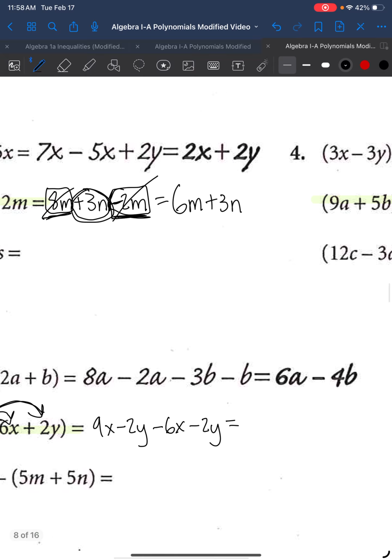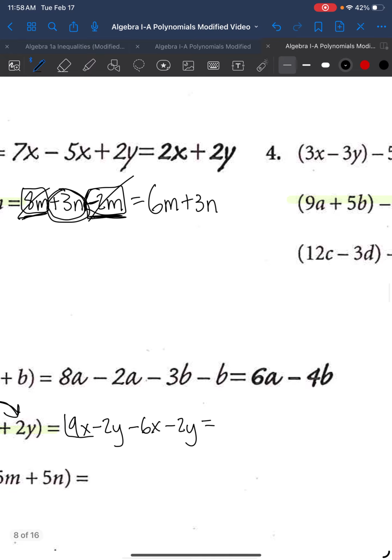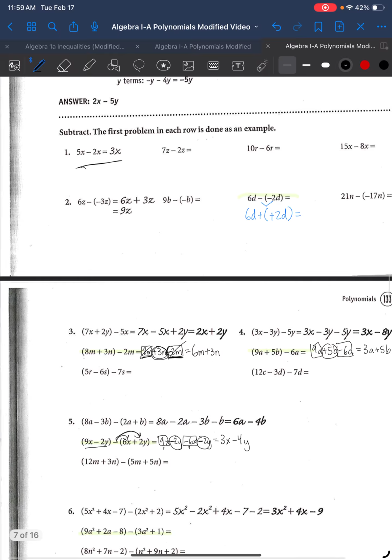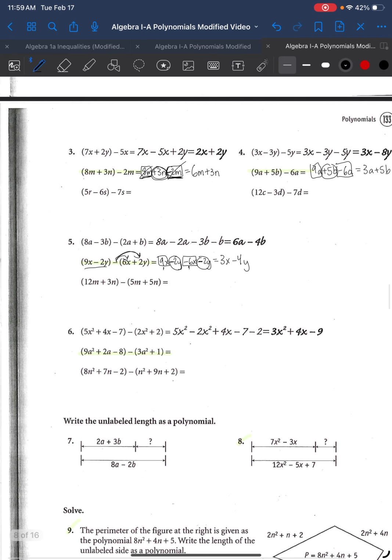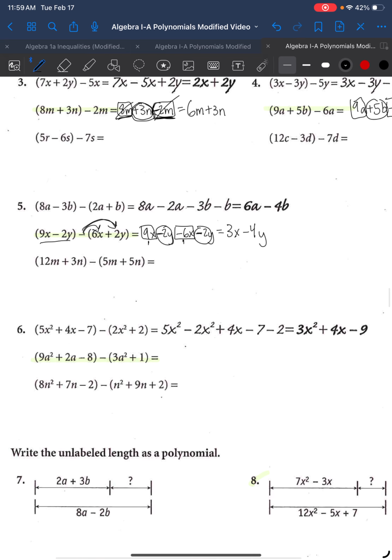Then I figure out what I can combine. So I see 9x and minus 6x, and I see minus 2y and minus 2y, and I'm going to combine what I can combine. So 9x minus 6x is going to be 3x, and then negative 2y minus 2y, I have 2 negatives and another 2 negatives, so that's going to be minus 4y. All right.